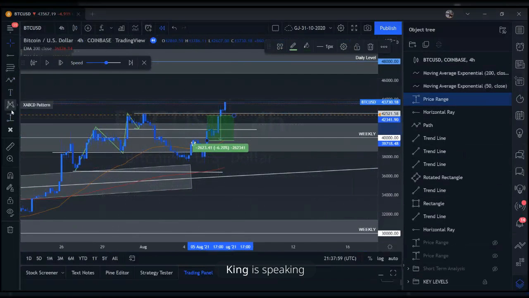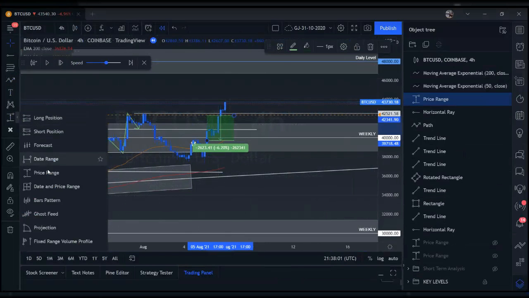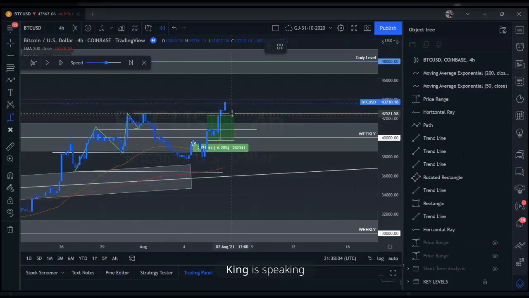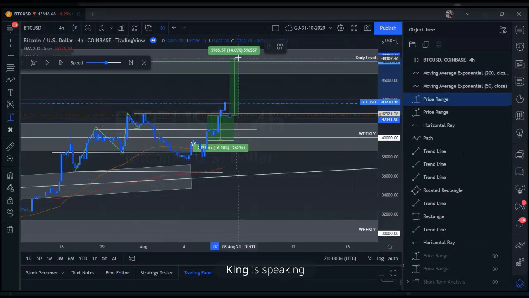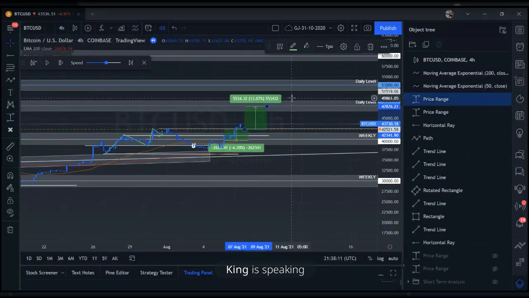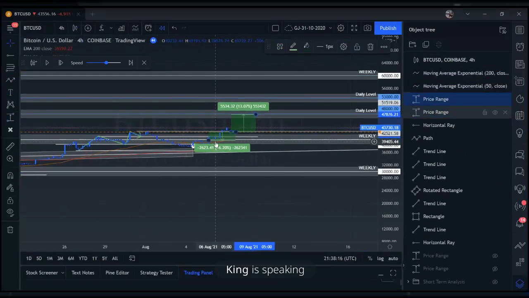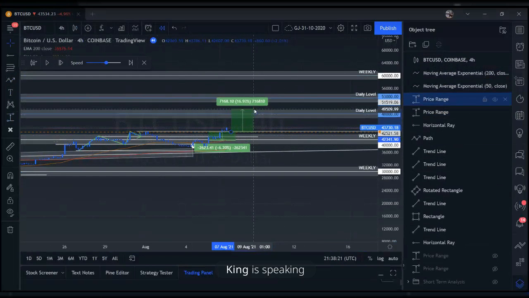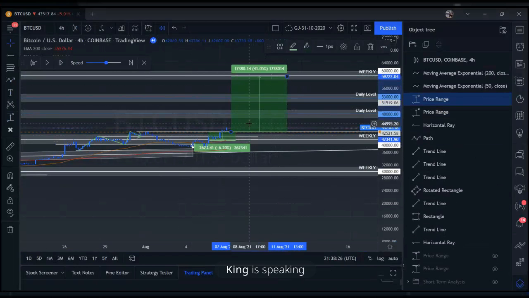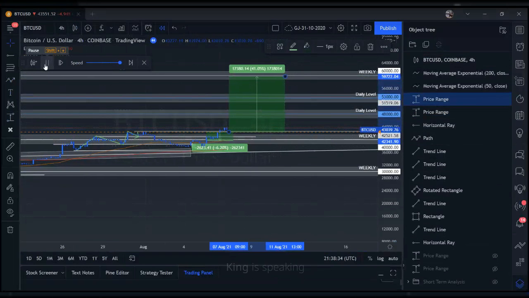And for the move to the next daily level, 14%. So that's another 2-to-1 trade right there. And if you were looking at now, we've confirmed this weekly level. We're hoping that the next target is the next weekly level, 41%.